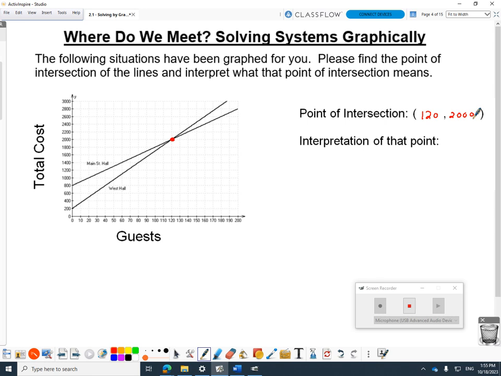But what are we talking about here? Guests and total cost. Oh, this is like renting a hall, right? Maybe for like a wedding or something like that. Like how many guests, how much money, yeah? So in that light, what's the interpretation here?